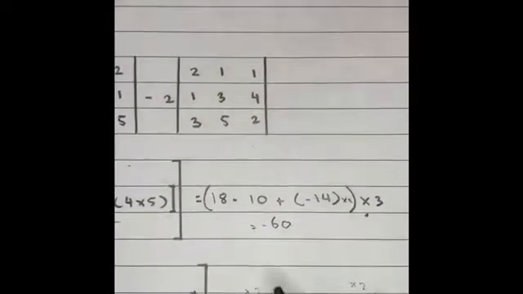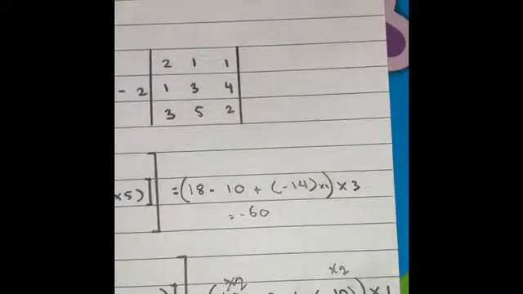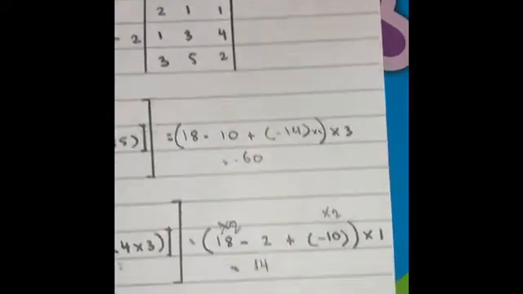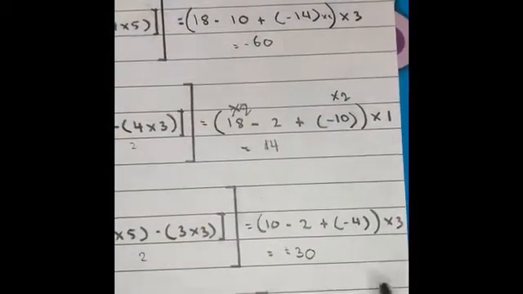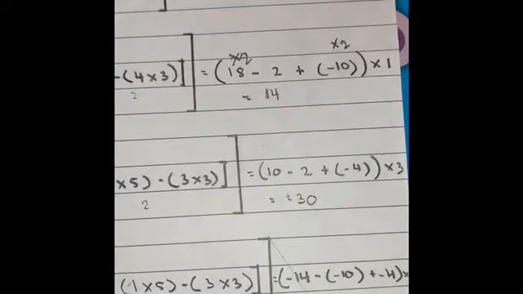then I could calculate it as shown. Okay, for the first set of 3 by 3 matrix that is produced, what I got was 18 minus 10 plus negative 14 times 2, which is negative 28. And I have to multiply this whole thing by 3 because of the coefficient in the front of the 3 by 3 matrix. So what I get is negative 60, followed by the second, which is 14, the third set of matrix, which is 30, and the fourth is negative 44.